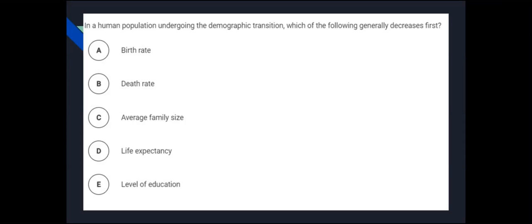In question 4, in a human population undergoing the demographic transition, which of the following generally decreases first? When you look at the picture, death rate is generally the one that goes down first because of advancements in technology and medicine.